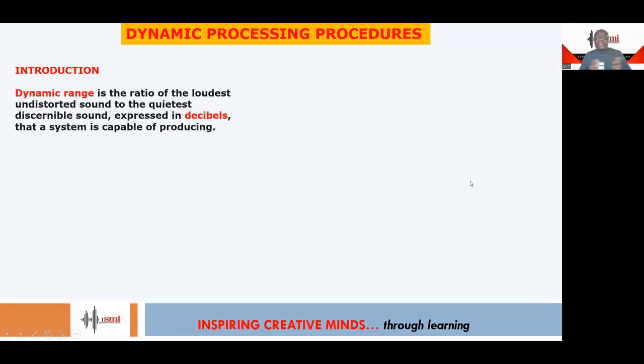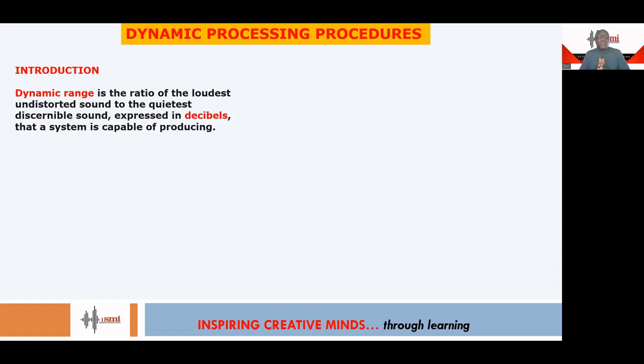So dynamic range, as said before, is the ratio of the loudest undistorted sound. Remember that. Loudest undistorted sound. It can be loud, but not distorted. And it can be loud and also distorted. So your aim is for the loudest undistorted sound to the quietest discernible sound. When you talk of quietest discernible, it means that it's above the noise floor. That is, it is easy to perceive.